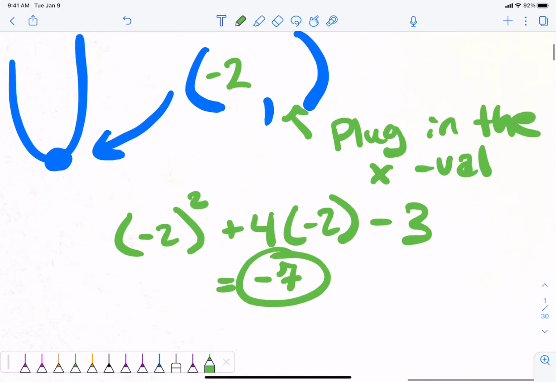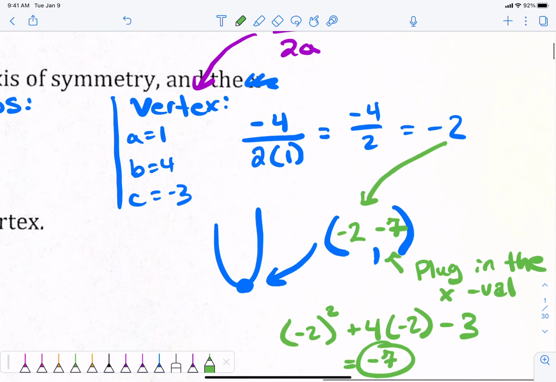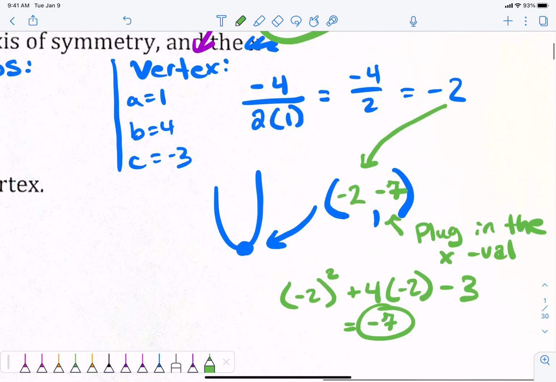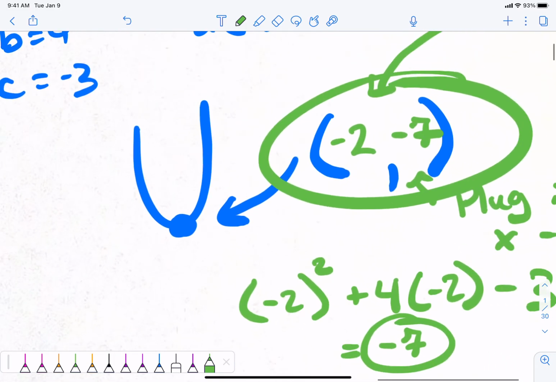Okay? So, I see what I did wrong. -7. We just plugged that in. We plugged in -2. How did we get the -2 again? -b over 2a gave us that -2. Then we plug the -2 in and we get -7. This is my vertex. All right, so here we go. This point right here is -2, -7.